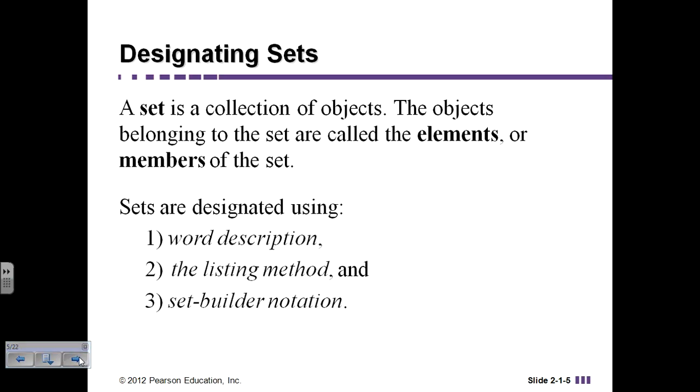We have 3 ways of designating or representing our sets. We can represent them with words, for example, the even numbers or the real numbers or the even integers. We could list out the numbers that are in that set, or we have a notation called set builder notation, which we will look at.